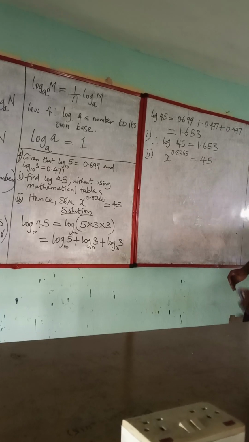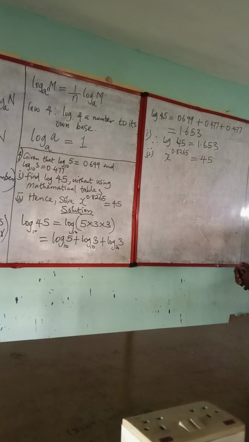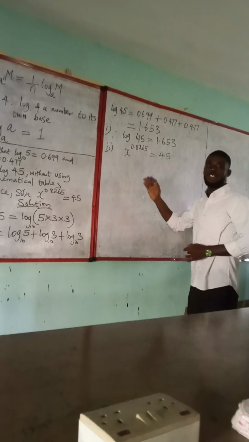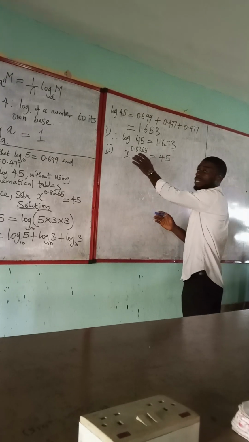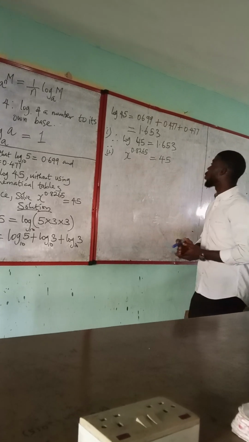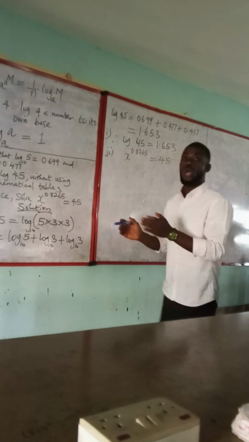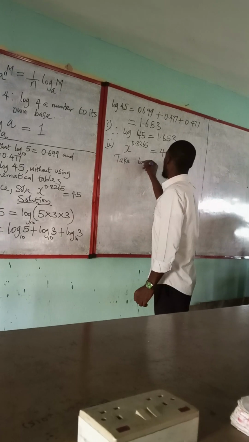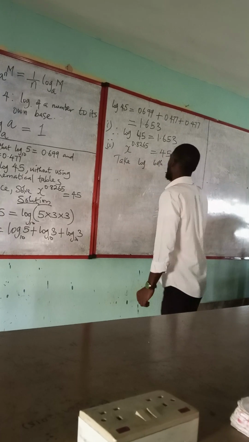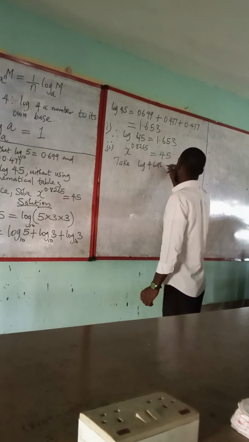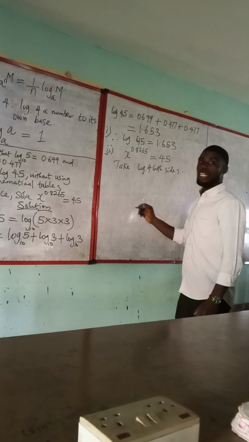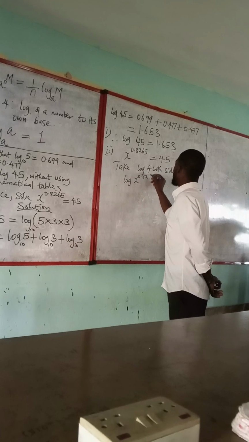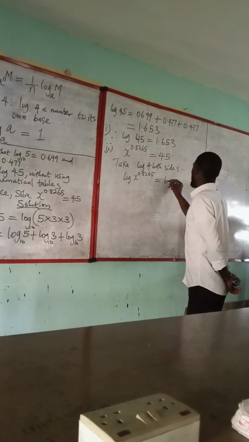Now, if you look at this question, x raised to power 0.8265 is equal to 45. How can I solve this? When I look at this, you observe that this is an equation where the left hand side has a base of 10, while the right hand side also has a base of 10. We are saying that logarithm can also help us to solve a question like this. So what do we do? We take the log of both sides. So when I take the log of both sides, this will now give me log of x to the power 0.8265 is equal to log of 45.